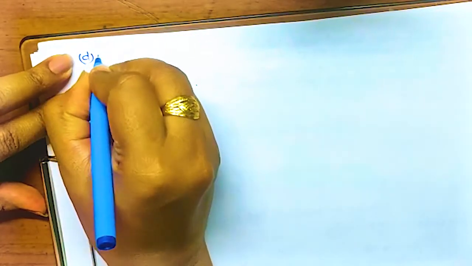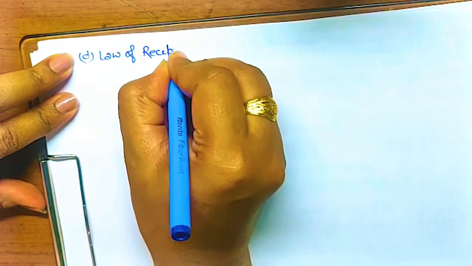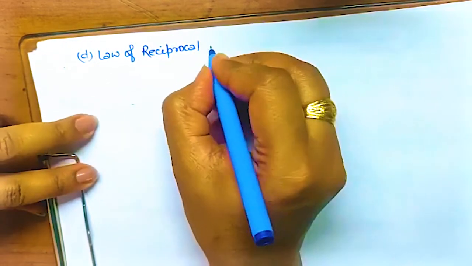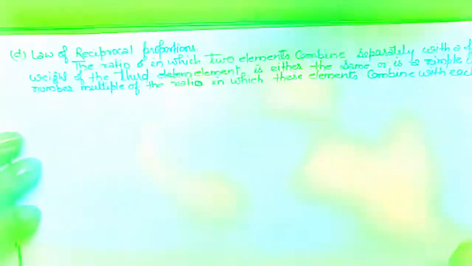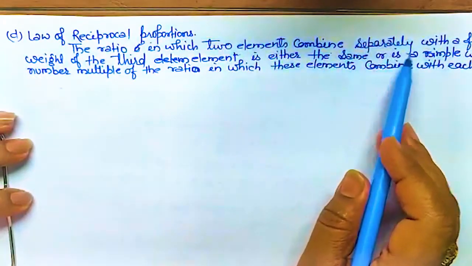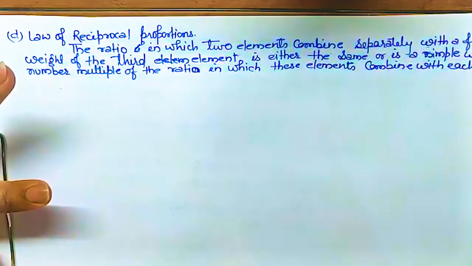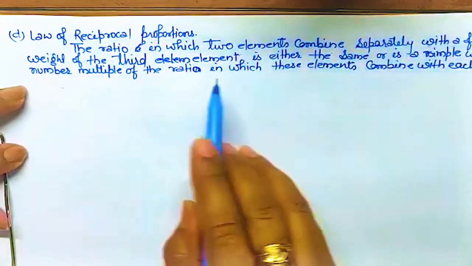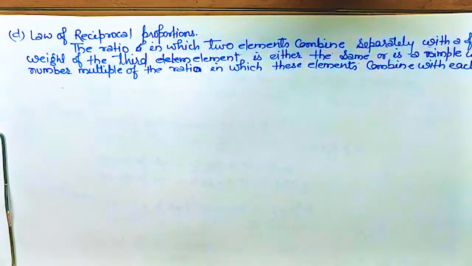Okay, the next law is the law of reciprocal proportion. That is not in your NCERT, it's a little extra. What does it say? The law of reciprocal says that the ratio in which two elements combine separately with a fixed weight of a third element, are you getting it? The two elements combining separately with the third element will be either the same or in a simple whole number ratio.